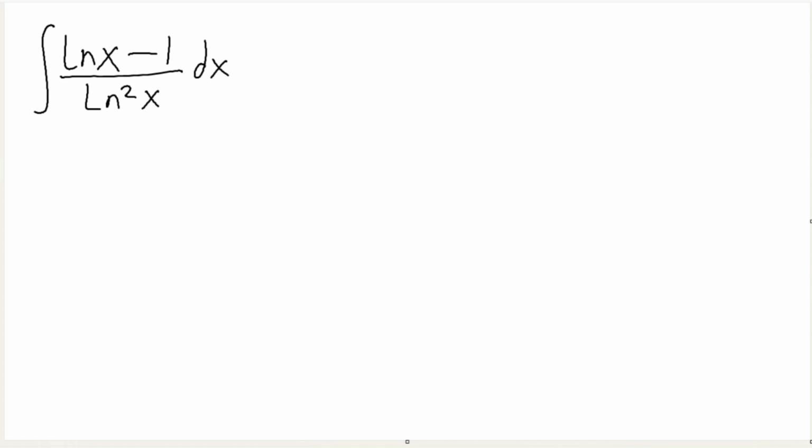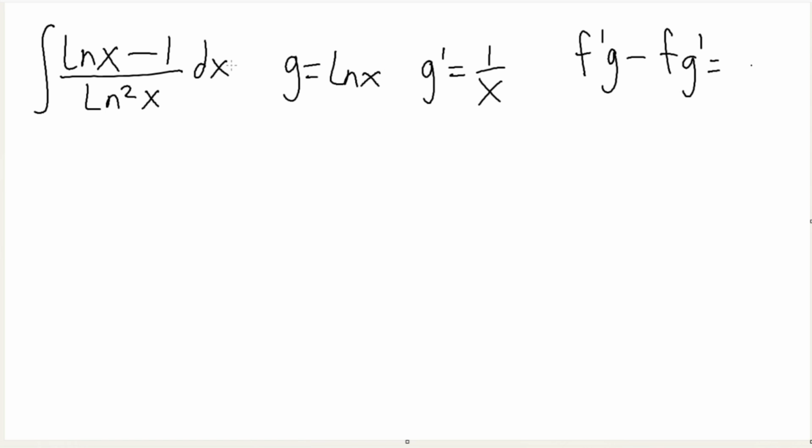Again, it's not really clear what's going on. It looks like a quotient rule, but is it really? Here I see that ln is being squared, so I'm going to let g equal ln of x, and of course g prime is equal to 1 over x. Now, notice that we want f prime g minus f g prime to equal ln of x minus 1, so that it fits. But what is our f is what we want to look for.